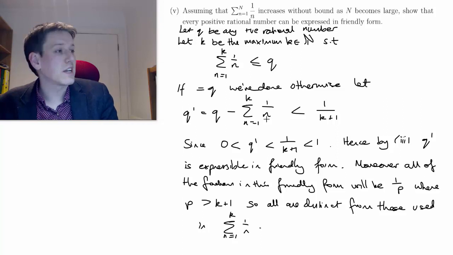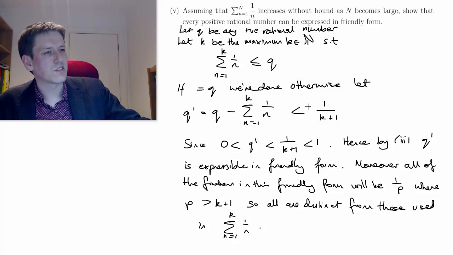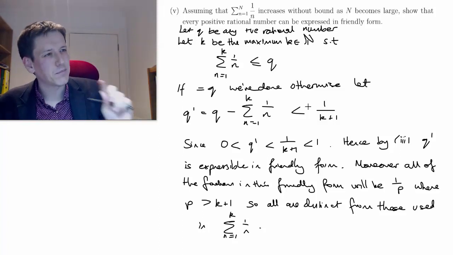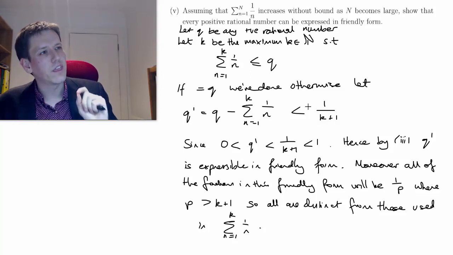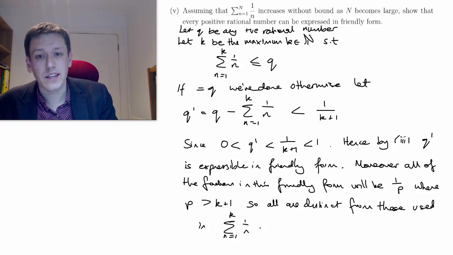So in particular, I've used some fractions in this part of the harmonic series. I'm looking for a friendly form of something that's smaller than any of the ones I've already used. So as I split it up into other fractions, those must be smaller than ones I've already used. So again, I get that important condition satisfied that the fractions are distinct. Okay, so that's it. So we're done. Hence Q has been represented in friendly form.